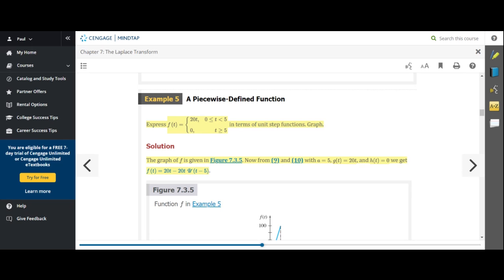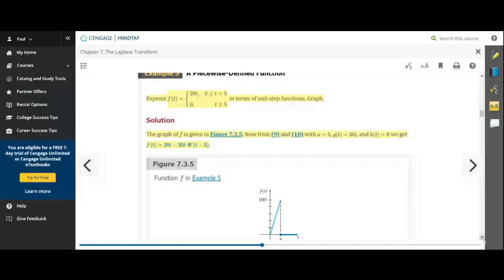Okay, so this is an example of how to take a piecewise function and express it in terms of a unit step function. And that's going to be important because you'll have some problems in section 7.3 where you have to, for instance, solve a differential equation and your driving function on the right is a step function, and you have to write it in terms of the Heaviside function.